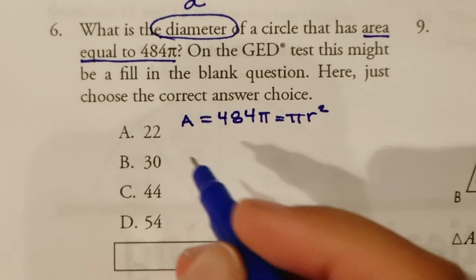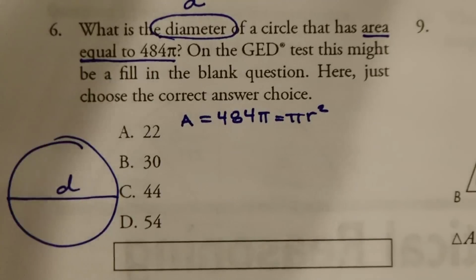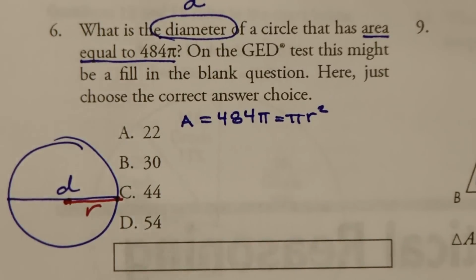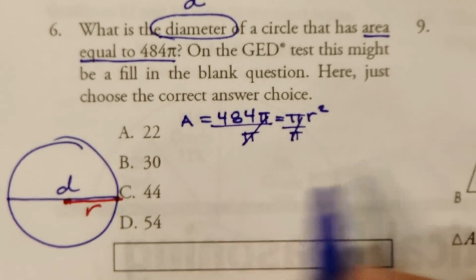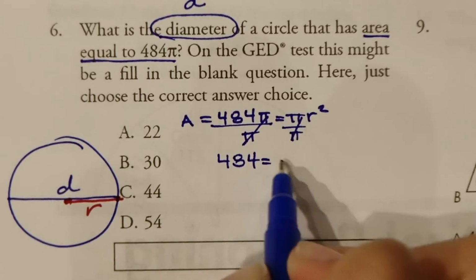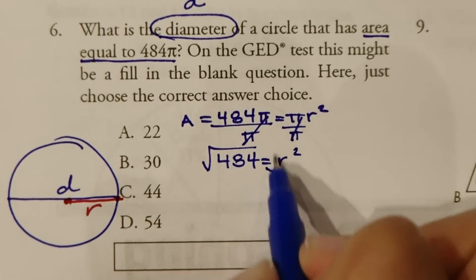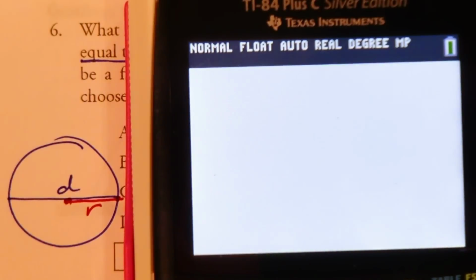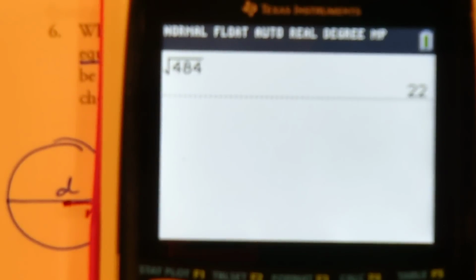If you have just a little side doodle here, we have a circle. This is the diameter. This is the radius. The radius is exactly half of the diameter. So if we can find the radius, then we can just double it in order to find the diameter. So back to this, we can go ahead and divide by pi first and get rid of the pi. Then we'll have 484 equals r squared. So what we can do now is take the square root of both sides. So I'm going to say square root of 484, and that equals, you can see it on here, 22.